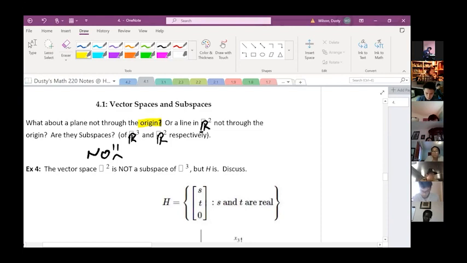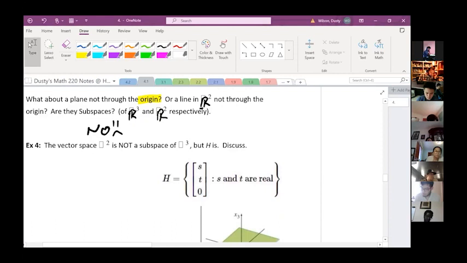So let's look at this example 4 here. The vector space R2 is not a subspace of R3, but H is. Okay. First of all, why wouldn't R2 be a subspace of R3?